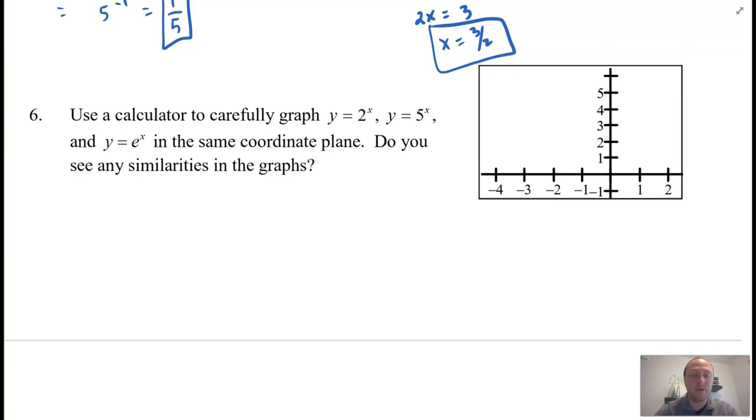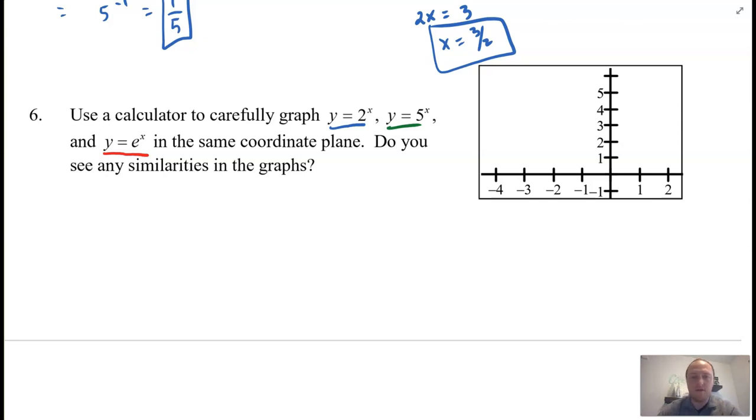So right now, go ahead, please plot these. I'm not going to make you graph them because I'm going to graph them here for you guys, but I'm going to use different colors. So I'll graph y equals 2 to the x in blue. Let's put y equals e to the x, we'll put that in red, and then we'll do y equals 5 to the power of x in green. So I'm going to go ahead and graph these.